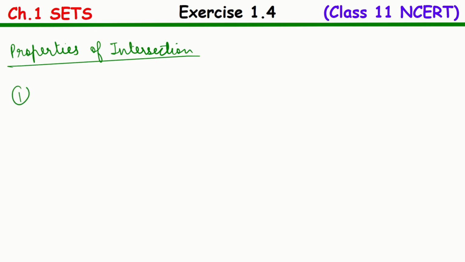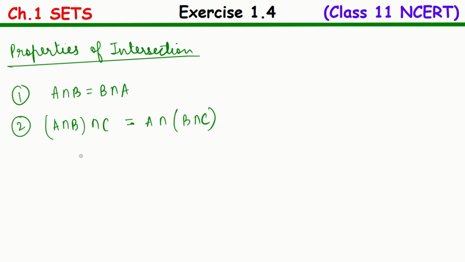So the first one is commutative, that A intersection B is equal to B intersection A. The second one is associative. A intersection B with intersection C is always equal to A intersection B intersection C. The third is law of identity. A intersection with phi is always equal to phi, where phi is an empty set.